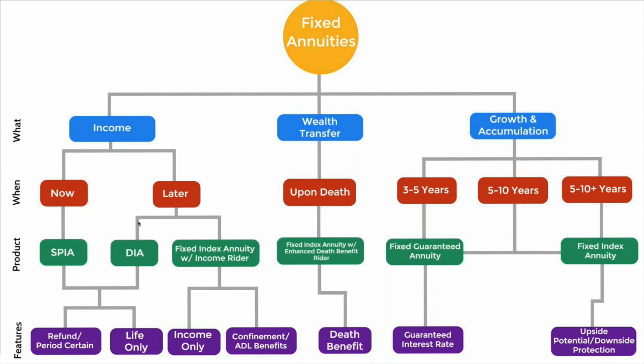Easy as that. And then finally, if they say that they're looking for growth and accumulation, your question is, when do you plan on needing access to the money? So it's the same question that we're asking again. And they're going to either tell you short-term or long-term. So if they say short-term, I'll need it in 3 to 5 years, you're going to simply talk about a fixed guaranteed annuity. That's also known as a MYGA, or a multi-year guaranteed annuity, and it's essentially just guaranteeing a stated rate of return or an interest rate every year for the term selected.